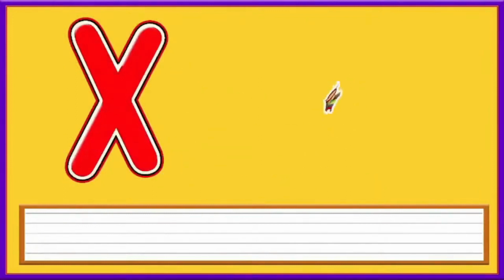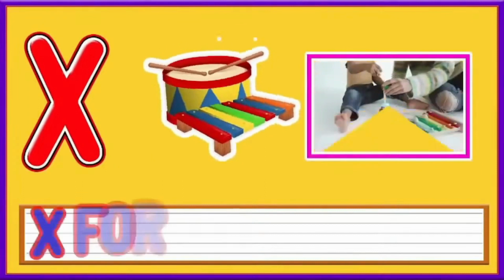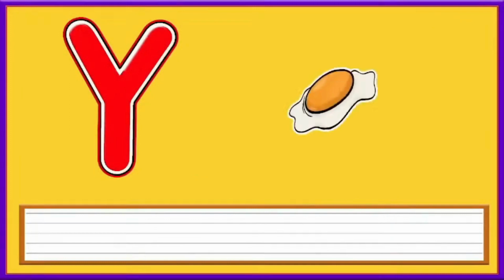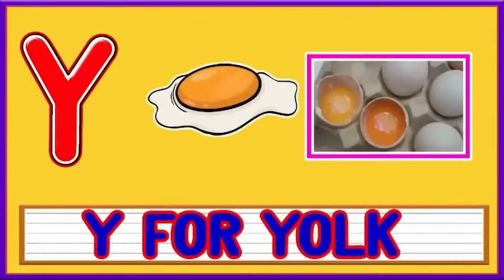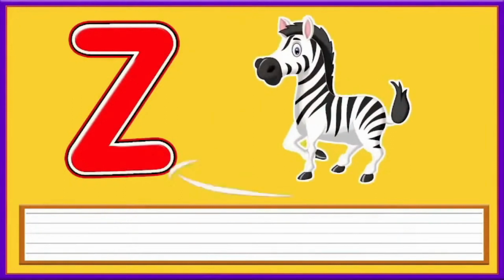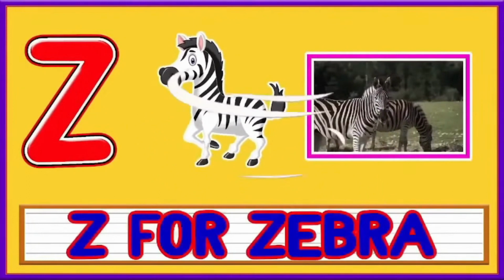X for xylophone. Y for yolk. Z for zebra.